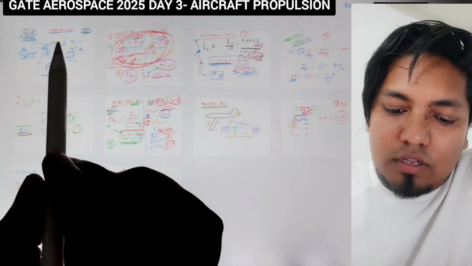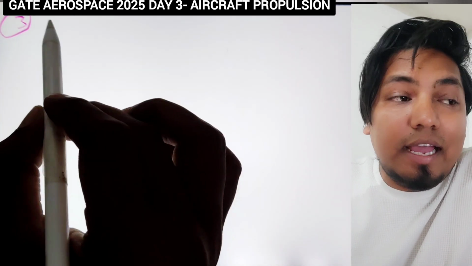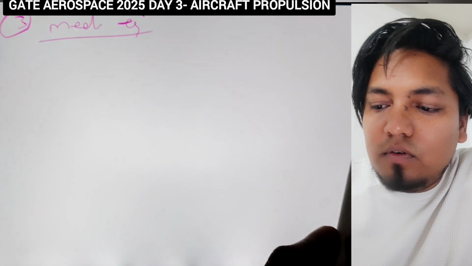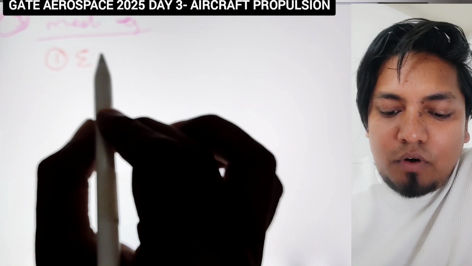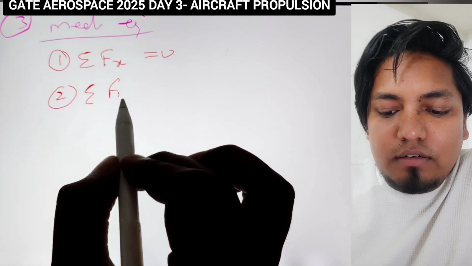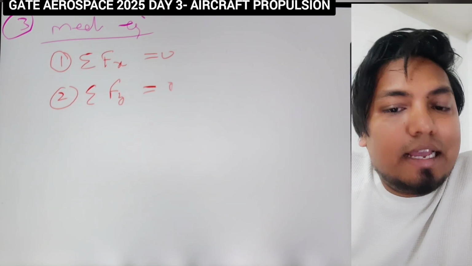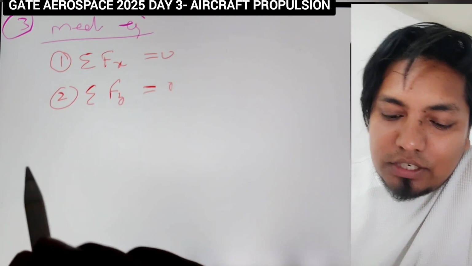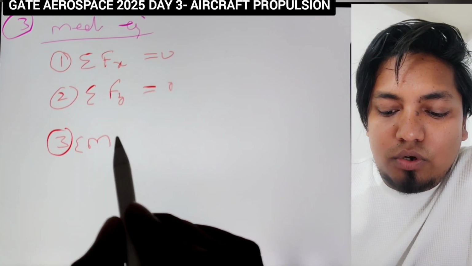Now we'll go for the third one, and the third one we say is mechanical equilibrium. Very simple. In mechanical equilibrium, the sum of all the forces in the x direction should be 0. Sum of all the forces in the y direction should be 0. And if you are considering a third direction z, for that also the sum of all the forces in the z direction should be 0. And the sum of all the moments should also be 0.